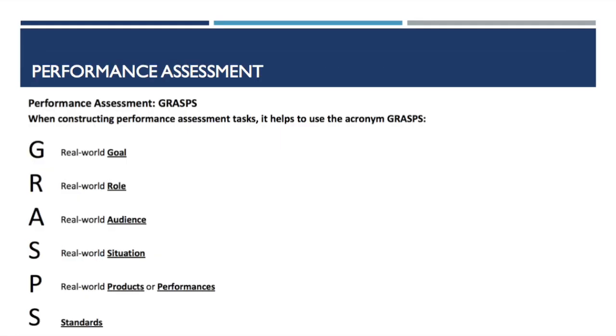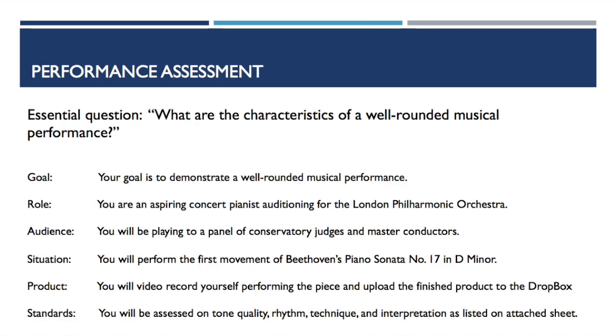Now, a good performance assessment activity description will always consist of a goal, role, audience, situation, product or performance, and standards information. Consequently, we refer to this type of assessment as a GRASPS assessment. Goal, role, audience, situation, product or performance, and standards. GRASPS. Let's return to the previous essential question, what are the characteristics of a well-rounded musical performance, to see what this means.